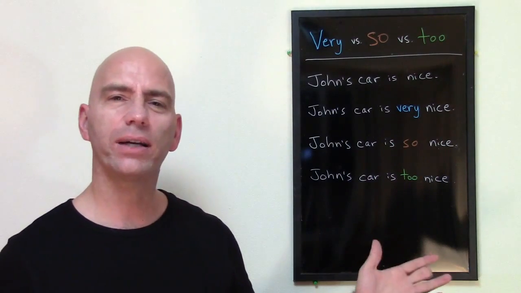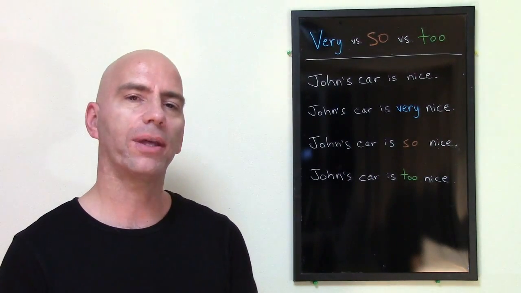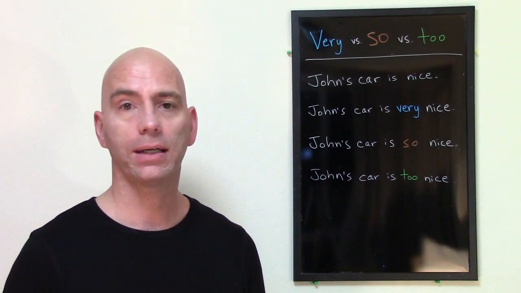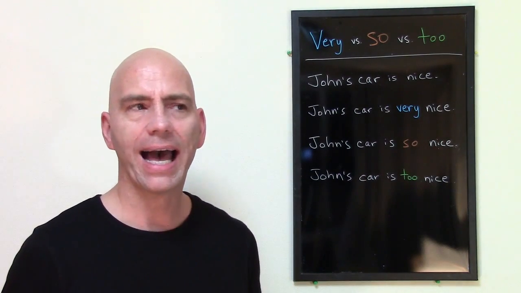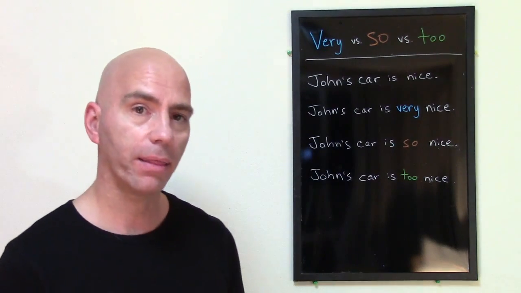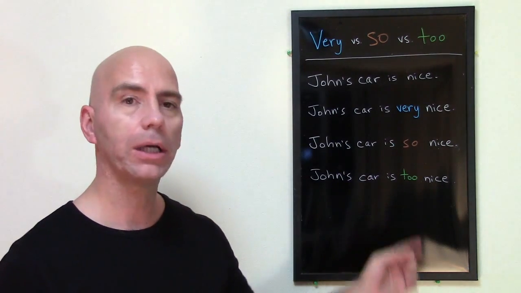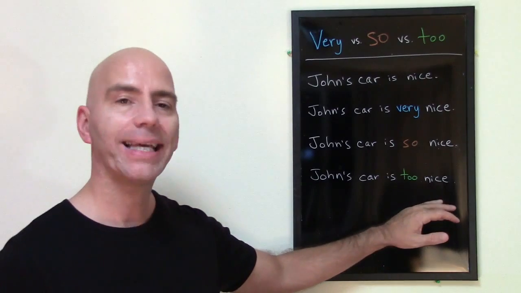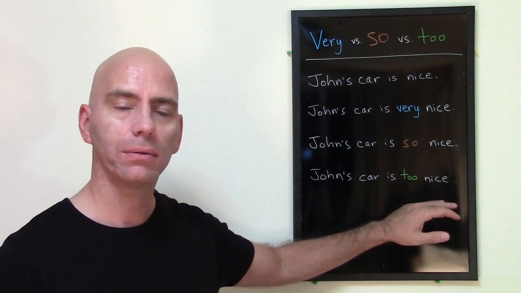But to say it's too nice, you have to think about the situation. It's too nice. Why is it too nice? How is being this nice a bad thing? When you use the word too, you're saying that it's a bad thing to be nice.